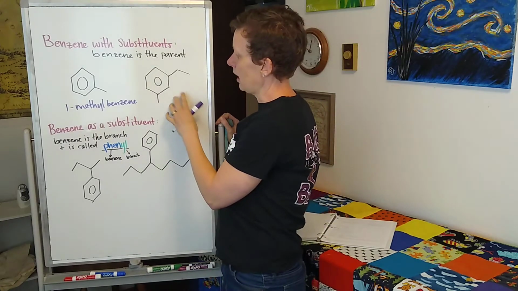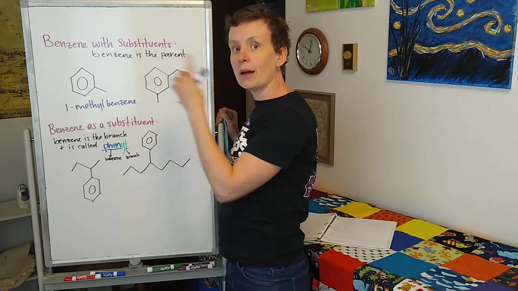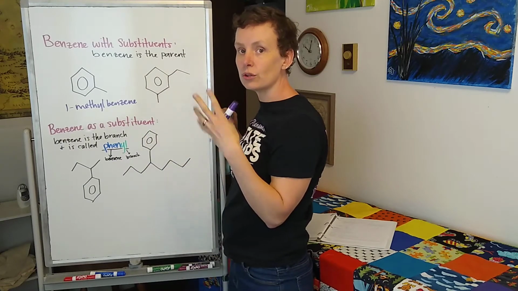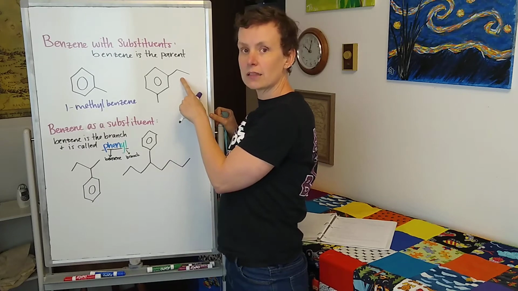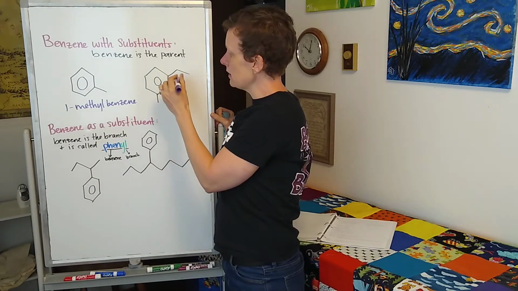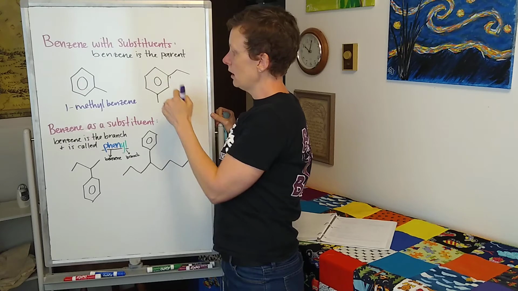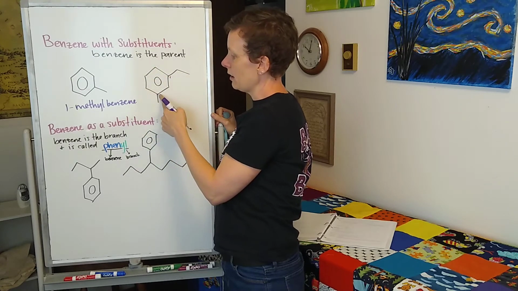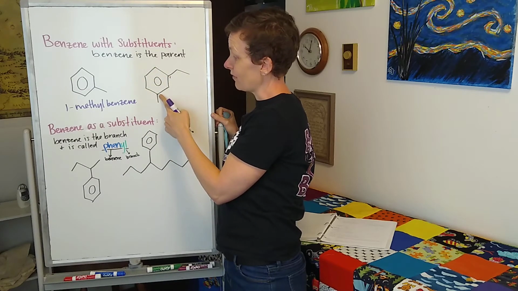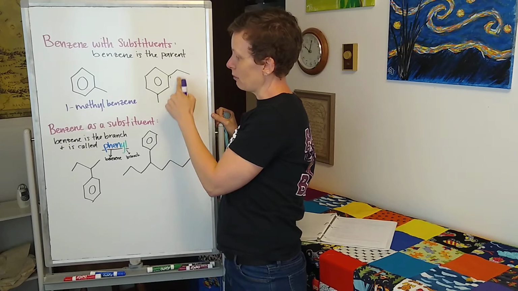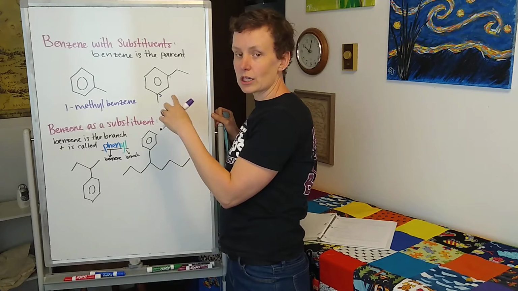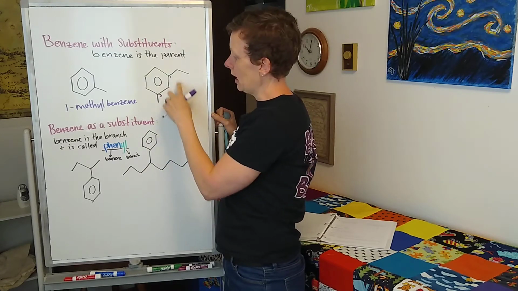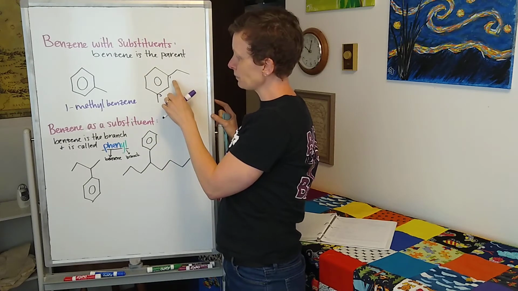But this one, I have 2 branches. So I need to number my benzene so that those 2 branches have the lowest possible numbers. And we prioritize the longest branch. So this is going to be my carbon number 1. If I were to number it this way, this would end up being carbon number 5. But if I number it this way, it's carbon number 3. So that's the direction we want to go to give the priority and to get the lowest numbers possible.